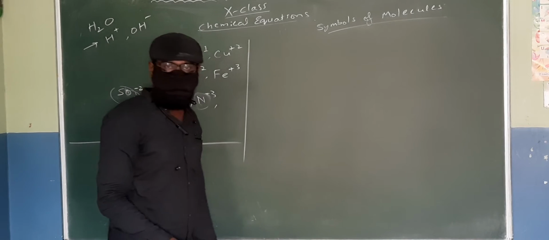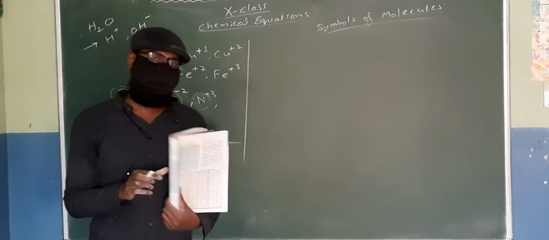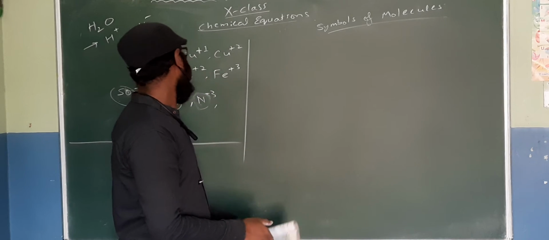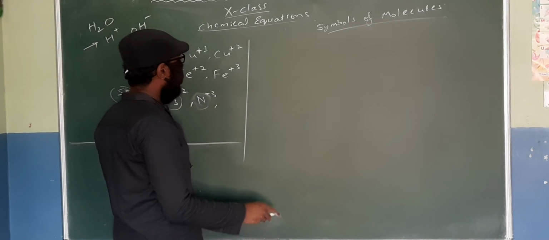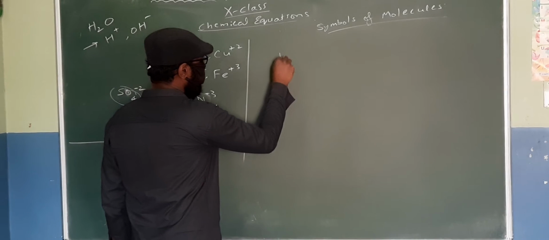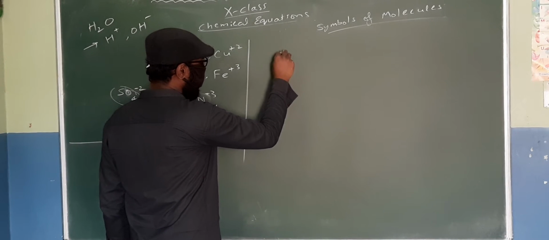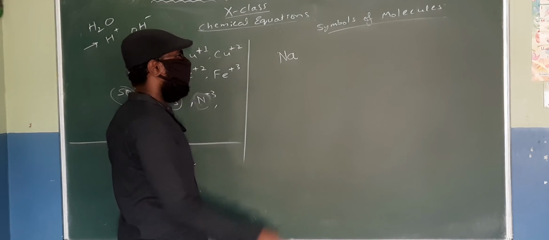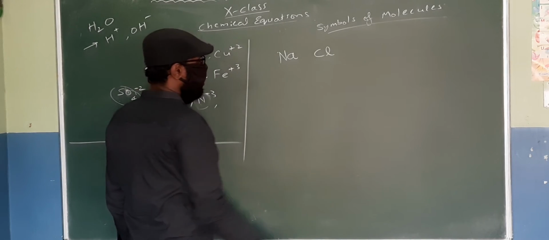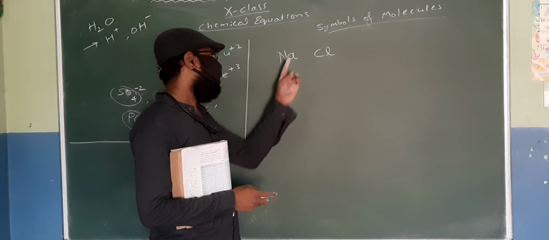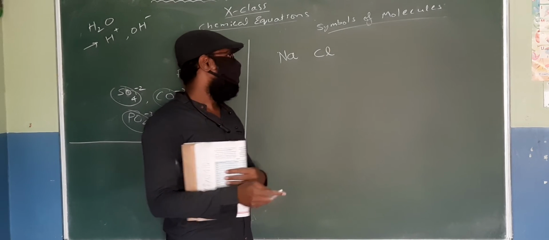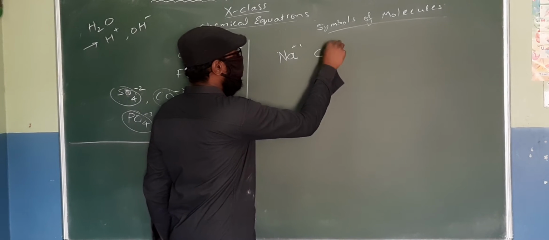So I will just say a few names here, and looking at the names in this table, you have to write the symbols of the molecules. Say, for example, I said sodium chloride. Sodium, the symbol is Na, and chlorine, the symbol is Cl. Now observe carefully, sodium wants to lose one electron, that one electron is gained by chlorine. So one electron given, one electron taken.